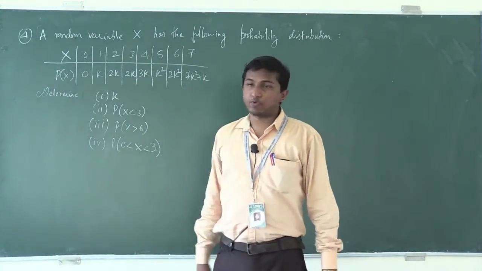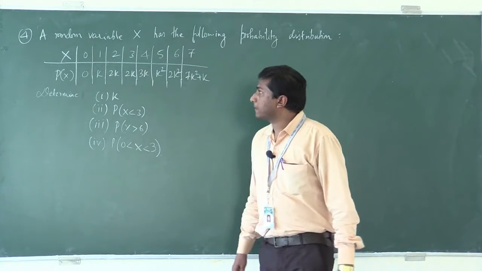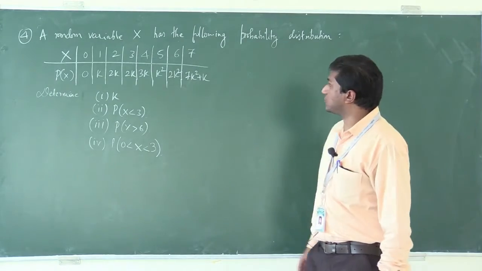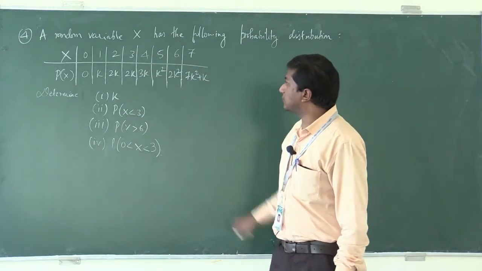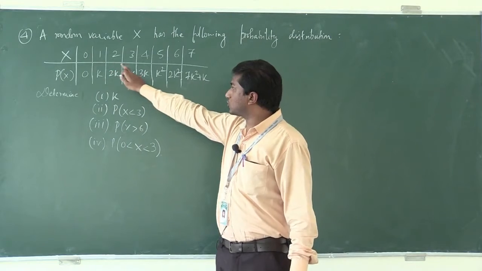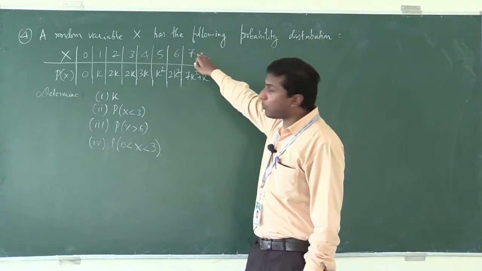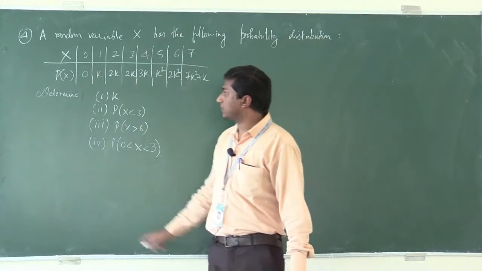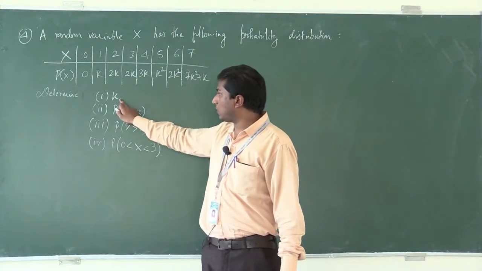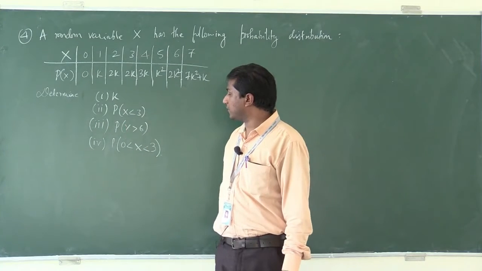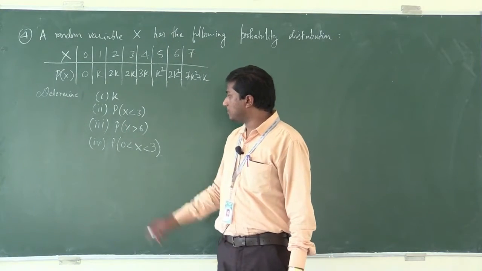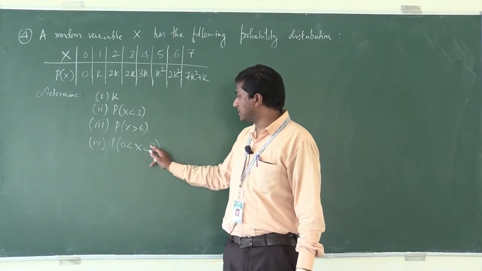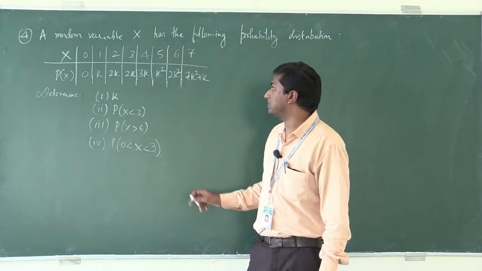Moving on to the next problem. Problem number 4. A random variable X has the following probability distribution. So the probability distribution is given here. So the possible values of X are given in row 1 and their corresponding probabilities in row 2. Then determine subquestion 1 K, then P of X less than 3, third one P of X greater than 6, and fourth one P of 0 less than X less than 3.